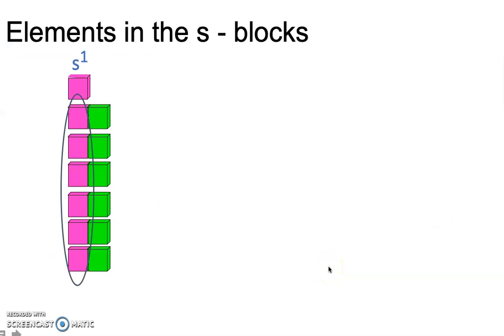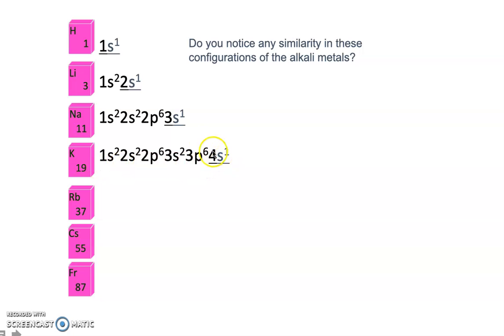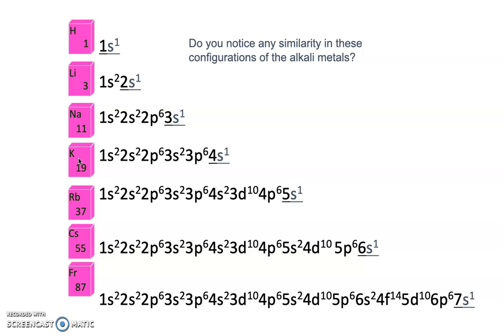So let's take a look. So here is your S1, the purple. And the elements, hydrogen has an S1, lithium has an S1, sodium has an S1, potassium has an S1. They all end in S1. That's why they're all in group 1A. Rubidium, cesium, and francium. All the way down, they have the S1 ending.